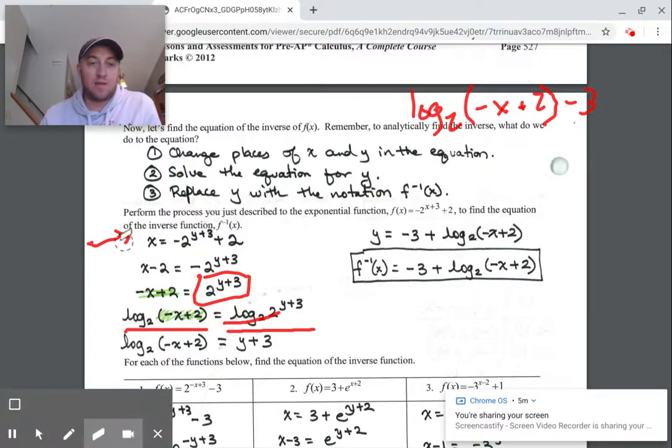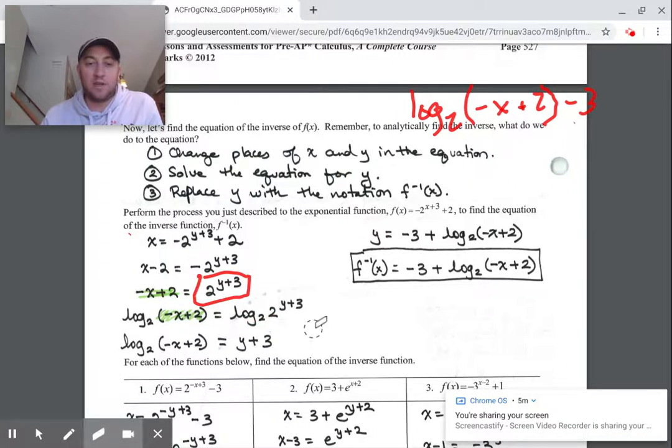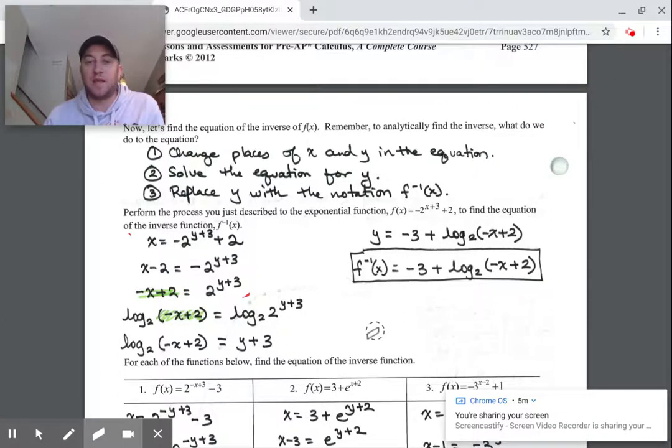And that is my inverse of that exponential equation. I end up with a logarithm. So going down here below, I got 3 questions, 3 examples that are basically just going through the same thing.